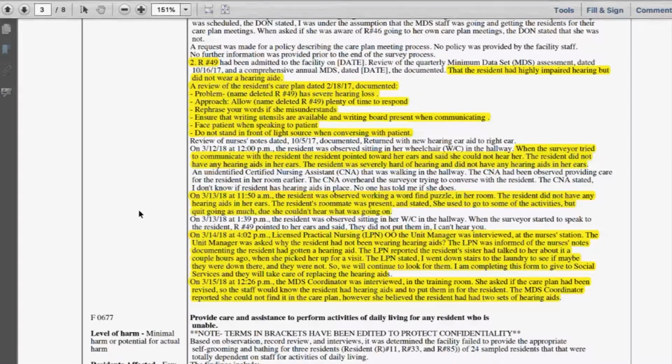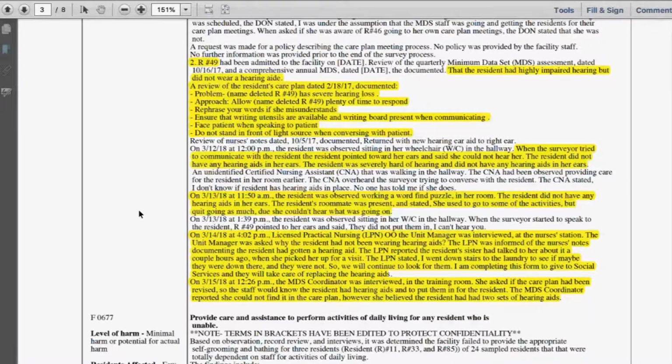And they're completing a form to give the social services that will take care of replacing the hearing aids. And then the next day, on March 15th, in the afternoon, they spoke to the MDS coordinator for the facility, and she asked if the care plan had been revised so the staff would know that the resident had hearing aids and to put them into the resident. The MDS coordinator reported she could not find it in the care plan. However, she believed the resident had 2 sets of hearing aids.